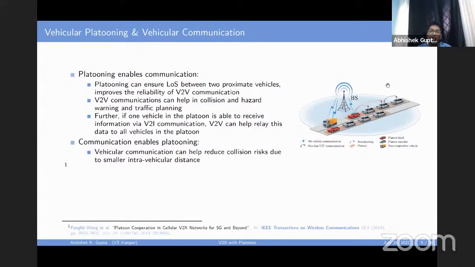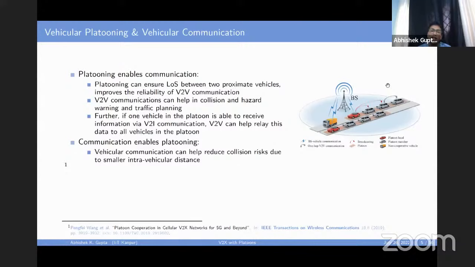And along with that, you can treat one vehicle as a platoon head. If that vehicle is able to receive information or communication from some infrastructure, then it can act as the platoon head and pass the information to every vehicle. So even if each vehicle may not be directly communicating with the base station, one vehicle can communicate. This can help optimize resources at the base station. So that is one side: platooning is actually helping communication.